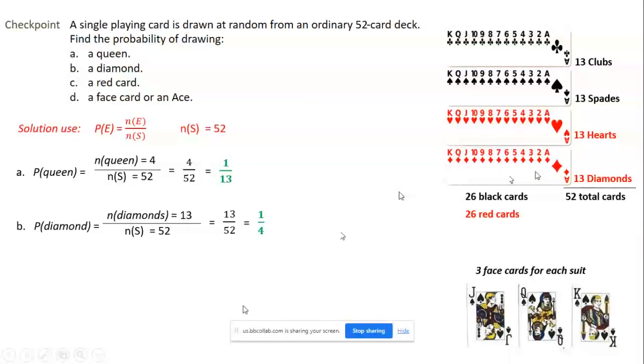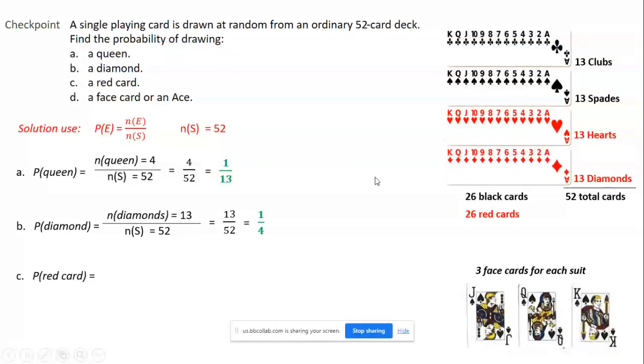So hopefully with time you'll see this. But again, this is the reason why we like using a deck of cards. There's so many options that we can use. All right, let's look at C, a red card. Hopefully you'll figure out the answer without doing the math, but let's go ahead and go through the math.